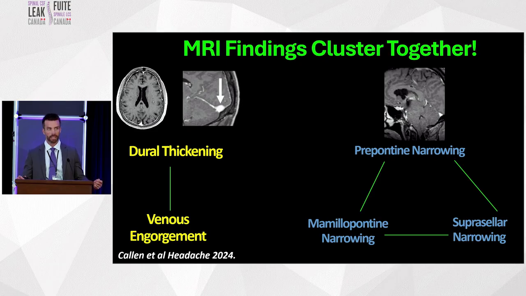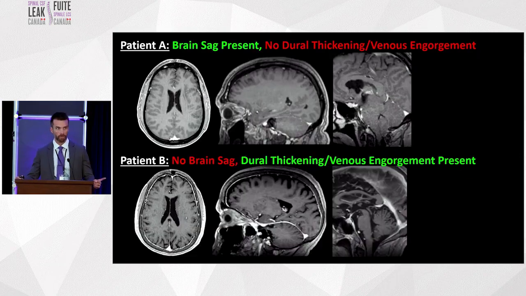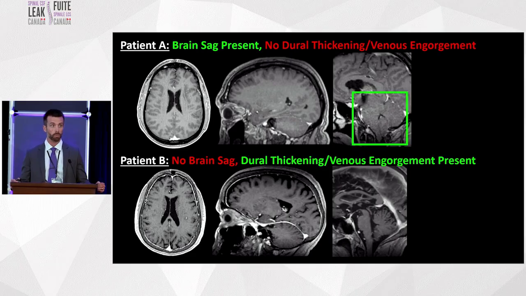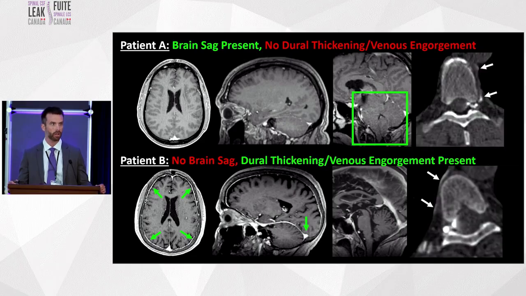What we found is that these findings do tend to cluster together in those two ways. Dural thickening and venous engorgement tend to present together. This was a study we did on our patients with CSF venous fistulas. Features of brain sag tend to present together, but they don't necessarily have to co-occur. Let's look at some examples. On the first row, patient A has horrible brain sag, but really no dural thickening or venous engorgement at all. Patient B has obvious dural thickening and some venous engorgement as well, but their posterior fossa structures are completely normally positioned, really no brain sag at all. Both of these patients had CSF venous fistulas.